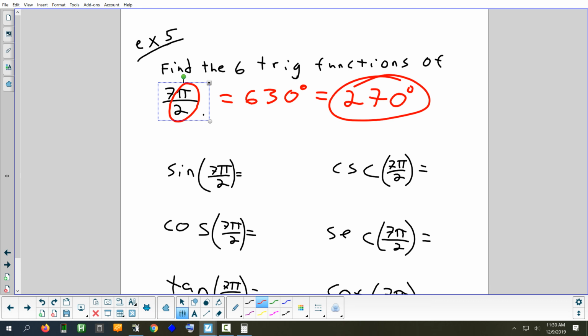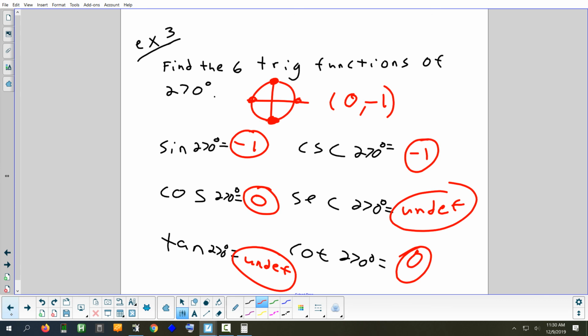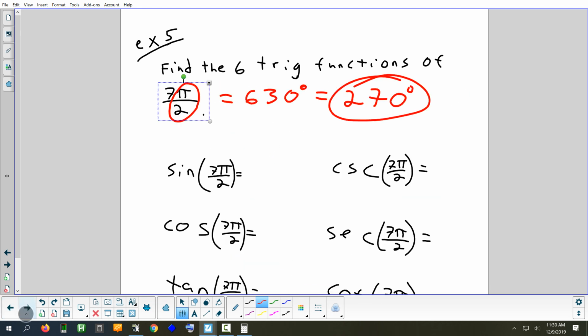Oh, what's the coordinate for 270? You guys just did that wrong. It's example 3. So we've already done this problem. Okay? I just wrote the angle a little different, but it's the exact same problem. So I'm just going to put here, that's example 3 again.